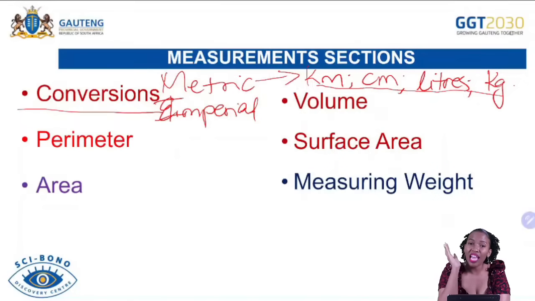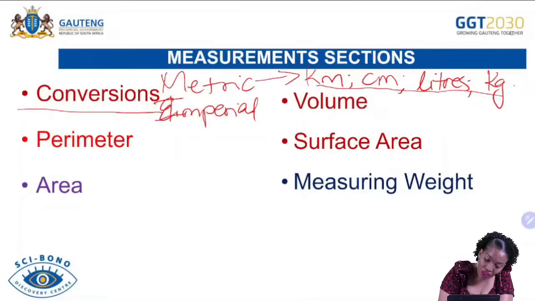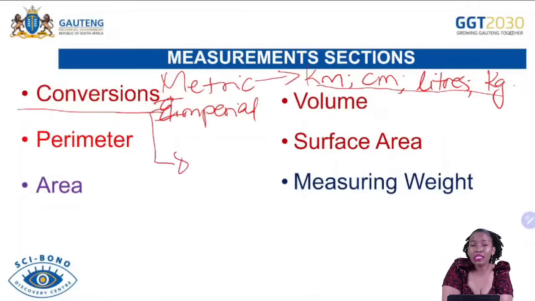Your King Henry died miserable death called measles. You are expected to know this. Whereas with the imperial system, it is the system that is used overseas, like in the USA. With this one, you are not expected to know these conversions by heart. The conversion factors will always be given to you.